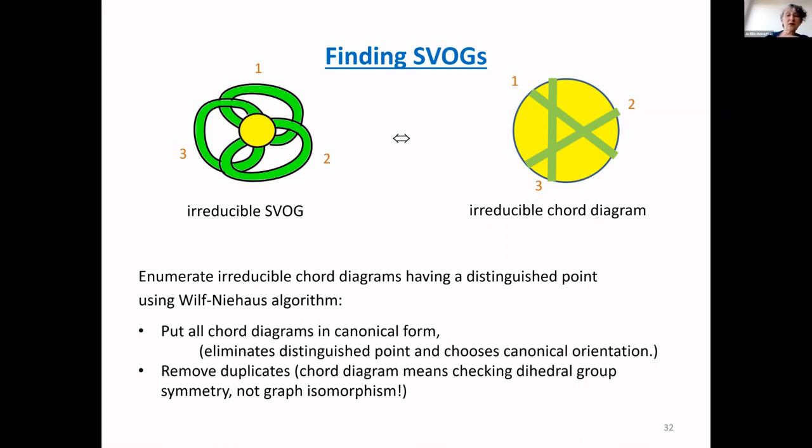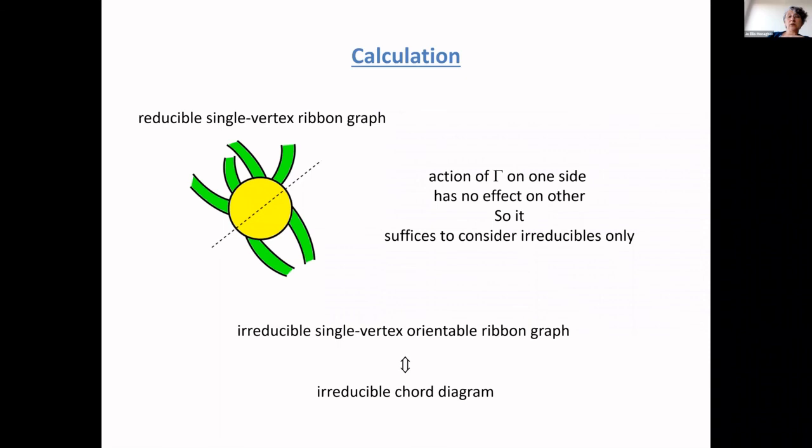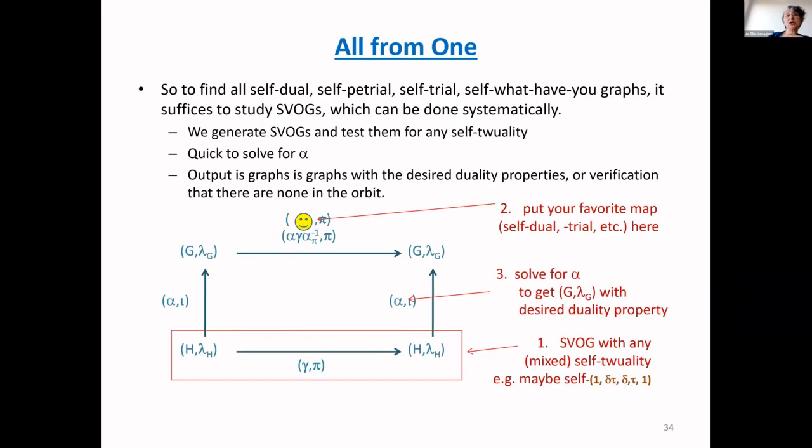You put the chord diagrams in canonical form, you remove the duplicates, and then you look at these irreducible single vertex graphs and consider just those, and use them to find all self-dual, self-petrial, self-trial, self-what have you graphs in the single vertex orientable graphs. So we just generate all of them, test them for self-twuality, and it's really quick to solve for A. You're just going through the cyclic group. And then the output is graphs with the desired twuality property.